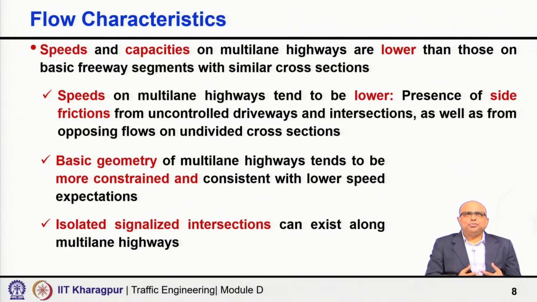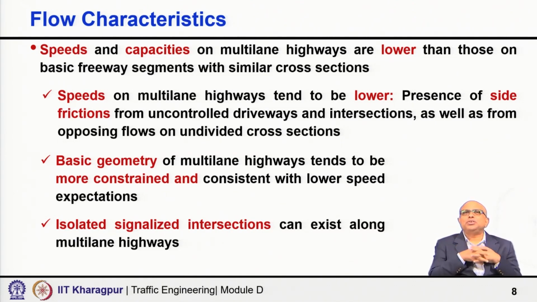Why? Because speed on multi-lane highways tends to be lower because of the presence of side friction from uncontrolled driveways and intersections. Multi-lane highways are not completely access controlled. So, a reasonable amount of side friction is present from the uncontrolled driveways and intersections, also from opposing flow, especially on undivided cross sections.